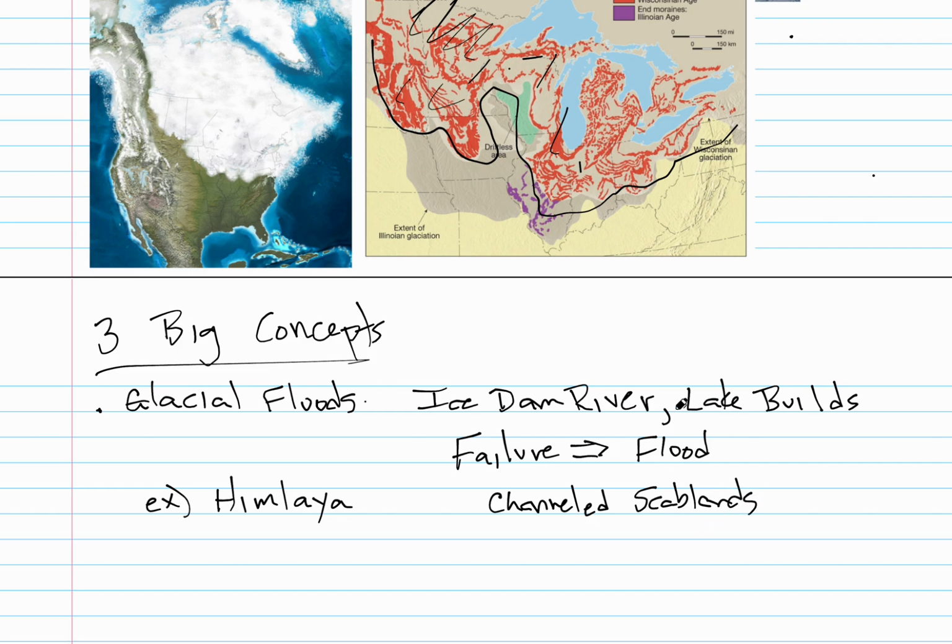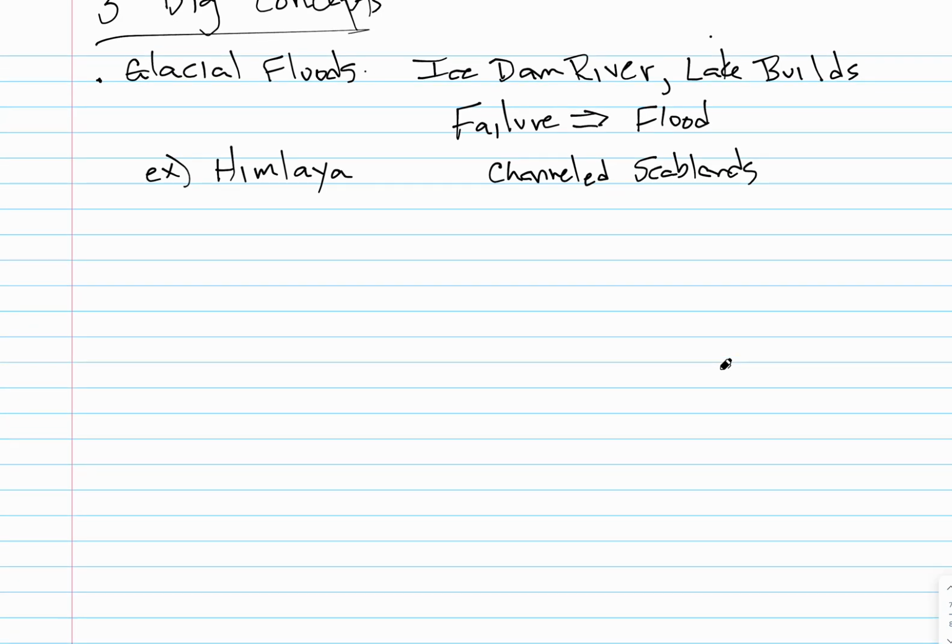In the channeled scablands, a large lake built up called Lake Missoula, and Lake Missoula emptied when the ice dam failed, and it sent a wall of water across all of the state of Washington. And it would have been a devastating event. Anyways, you can look it up if you want to. So that's one of the big concepts.